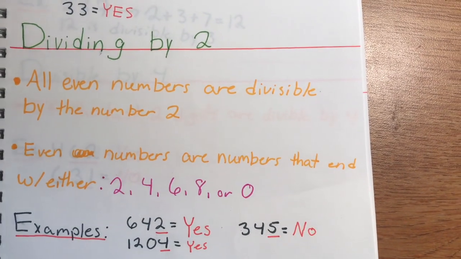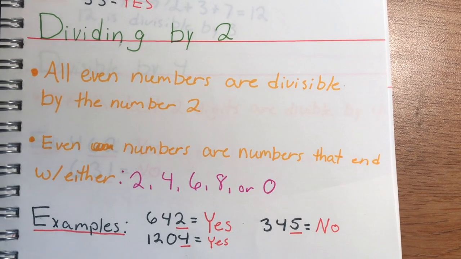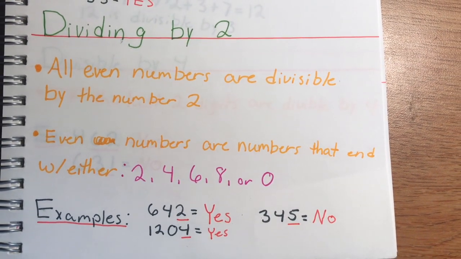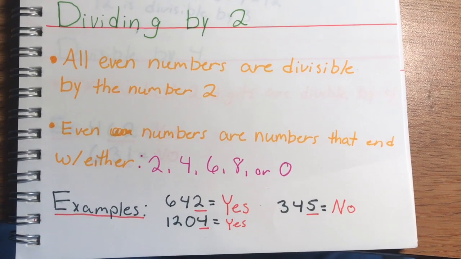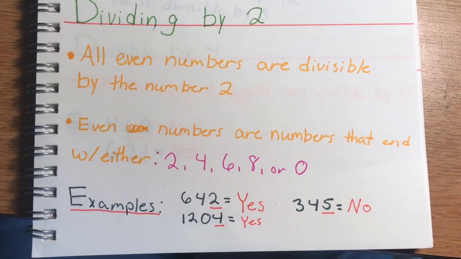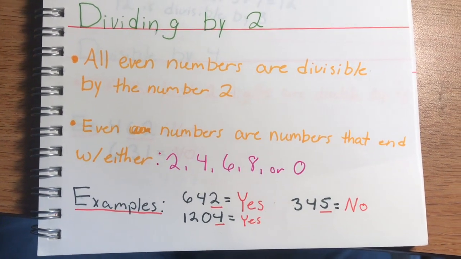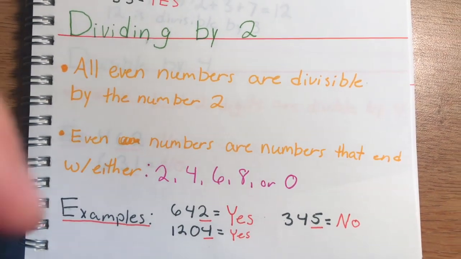Dividing by 2. All even numbers are divisible by the number 2. Even numbers are numbers that end with either 2, 4, 6, 8, or 0. For example, 642 works because the last digit is a 2. 1204 works because the last digit is a 4. 345 does not work because the last digit is a 5.